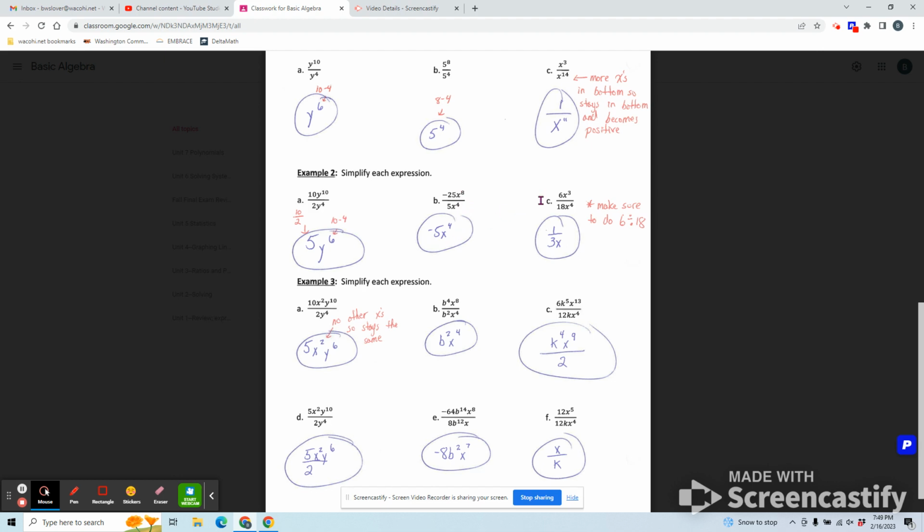Now letter C is tricky. I have 6 over 18. 6 divided by 18 is not 3. You must enter it into the calculator just like it says. 6 divided by 18. I even made a note over here to make sure you're doing that. So that gives you 1 over 3. And then I have x and x, but if you notice, I've got more x's in the bottom. So after I do that subtraction, I just leave it in the bottom and make it positive. So 3 minus 4 is negative 1. I leave it in the bottom because I've got more x's down there, and I just take the absolute value and make it positive.